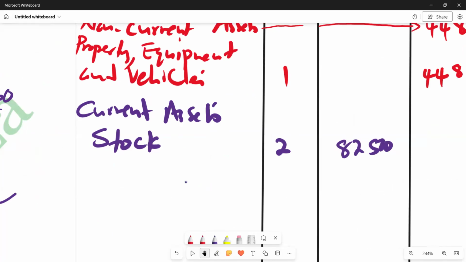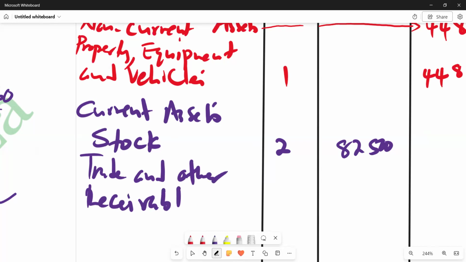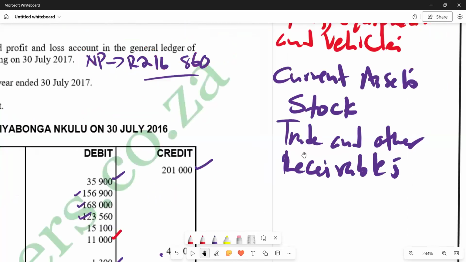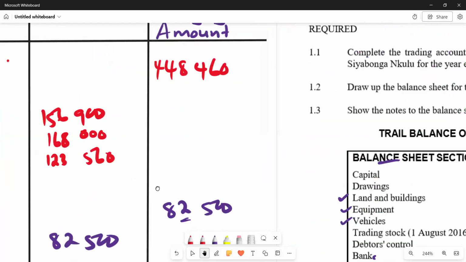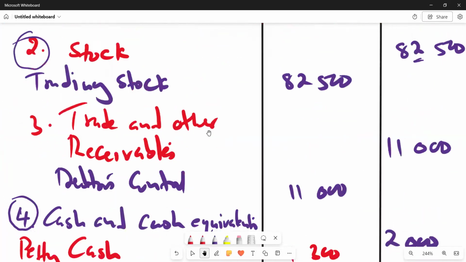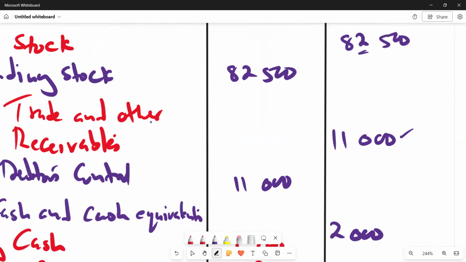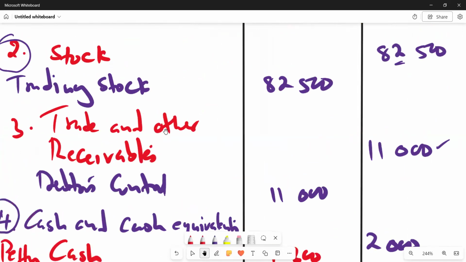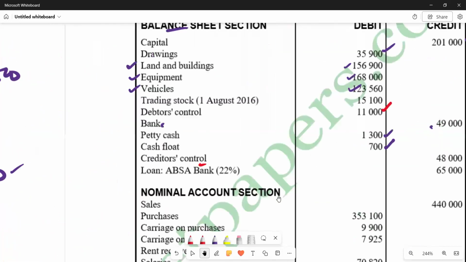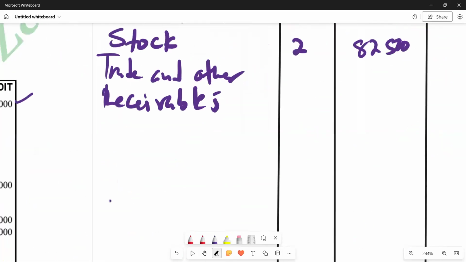Then another current asset, we've got trade and other receivables. We did a note for that. So we're going back to the question and trying to see what we have in terms of trade and other receivables, which is here. We are having 11,000, which is trade and other receivables, and it's note number 3 as a reference. We go there. So we are saying it's note number 3, and the figure is 11,000.